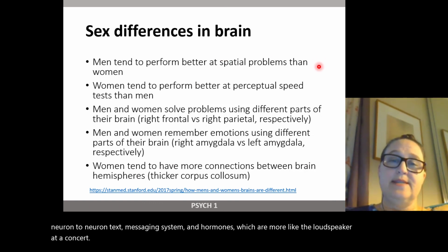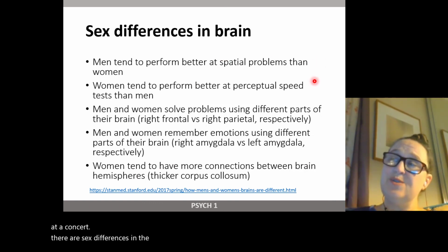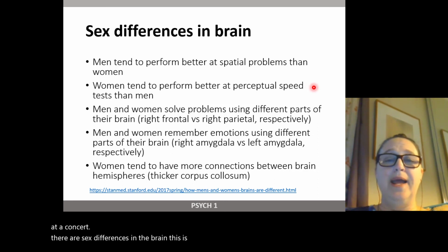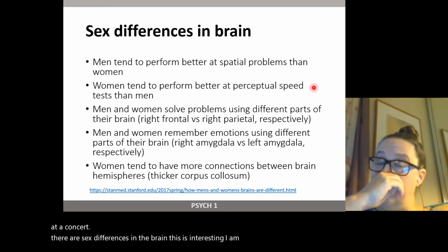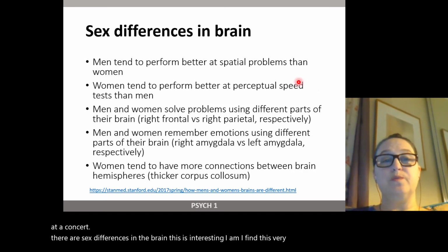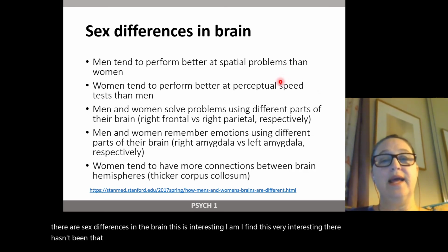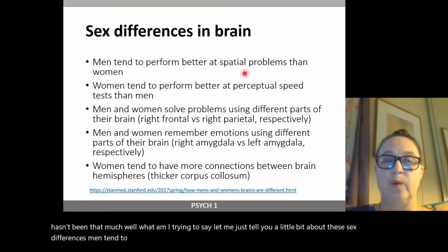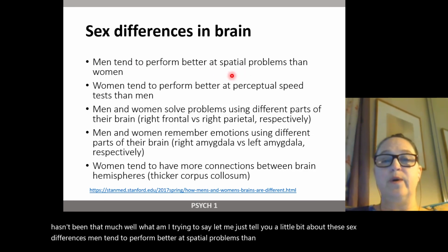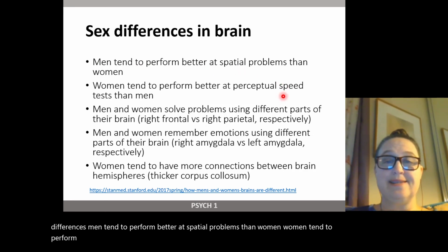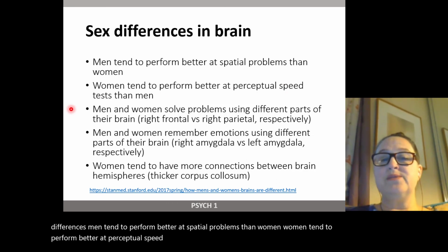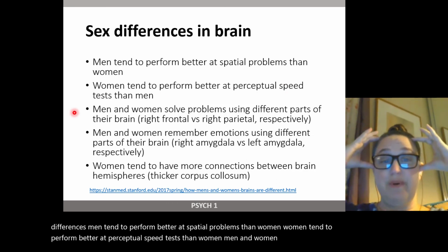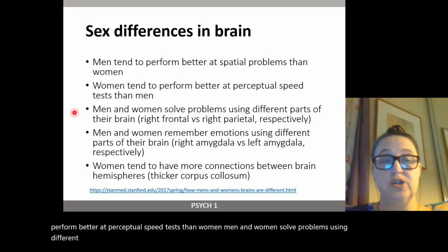There are sex differences in the brain. I find this very interesting. Let me just tell you a little bit about these sex differences. Men tend to perform better at spatial problems than women. Women tend to perform better at perceptual speed tests than men. Men and women solve problems using different parts of their brain on average.